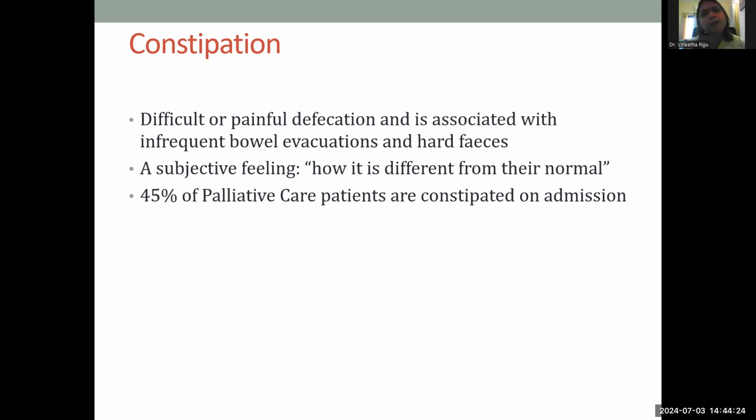So probably your patient is not going to tell you upfront, doctor, I have constipation, or sister, I have difficulty in passing stools. So what are the other things that, when you hear them, you should ask the leading question about how his bowel movements are? So what are the symptoms? What are the symptoms of constipation?